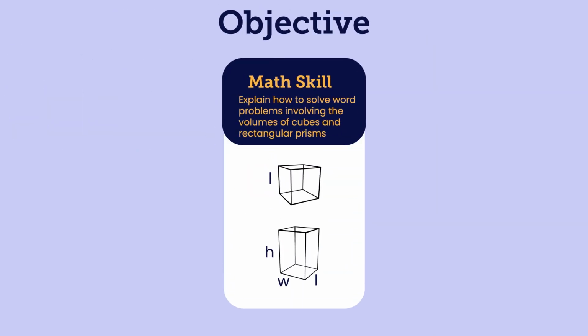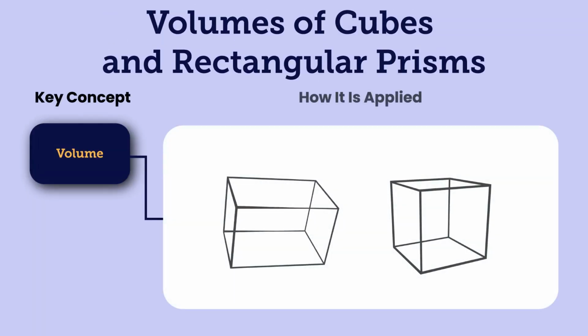So, the goal of this lesson was to explain how to solve word problems involving the volumes of cubes and rectangular prisms. Volume is the space a three-dimensional object occupies. Volume also refers to the amount of material a container can hold. There are different volume formulas for different figures. The volume formula for a rectangular prism is volume equals length times width times height. The volume formula for a cube is volume equals length cubed.